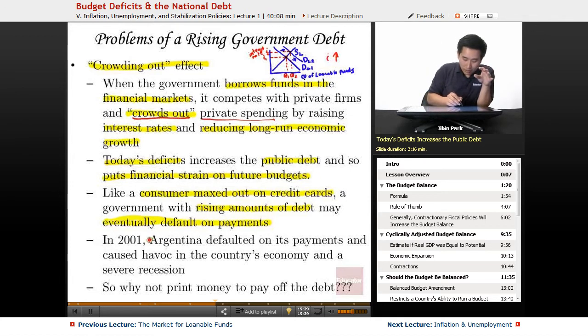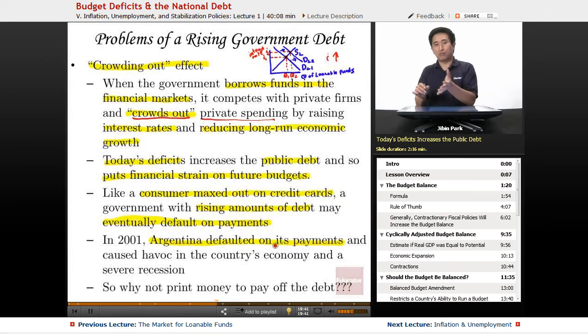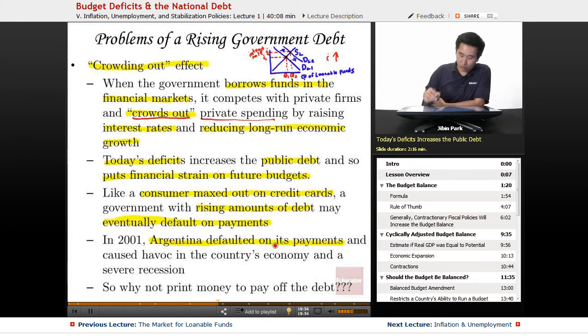In 2001, Argentina actually defaulted on its payments. Payments were getting out of control. And the thing about countries, when they don't make payments, you don't put a country in prison, so a country theoretically could decide not to make payments. But if it does that, then investors are going to flee into different assets, and it's going to cause economic chaos, which is what happened in Argentina. So it caused havoc in the country's economy and a severe recession.